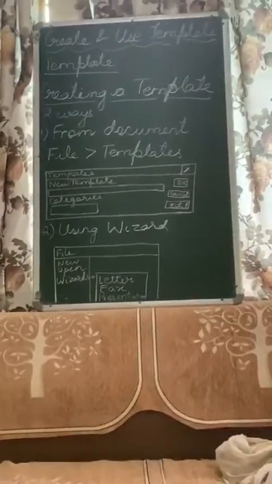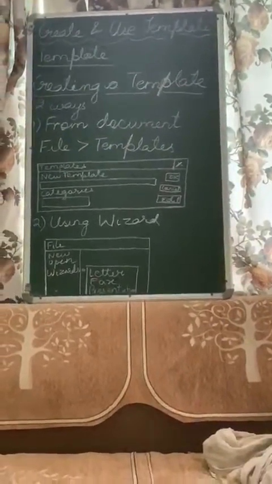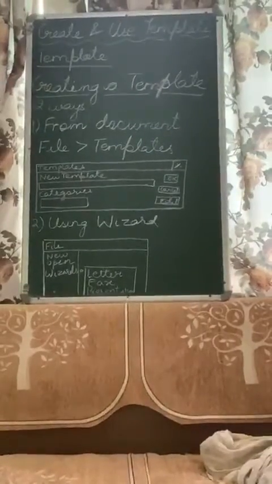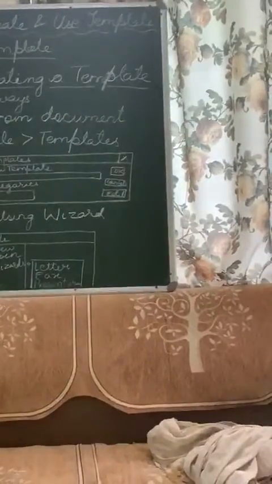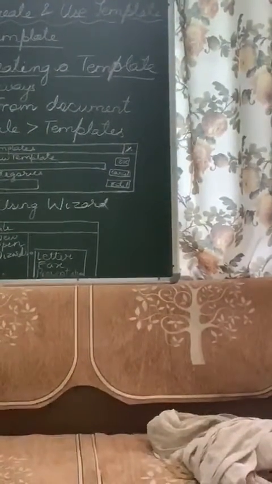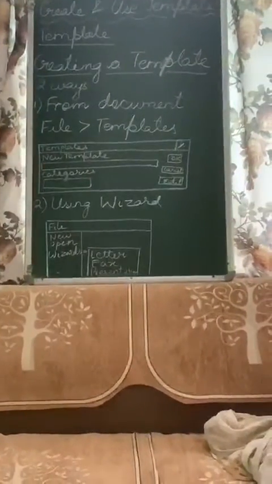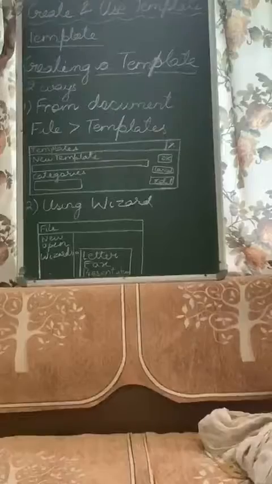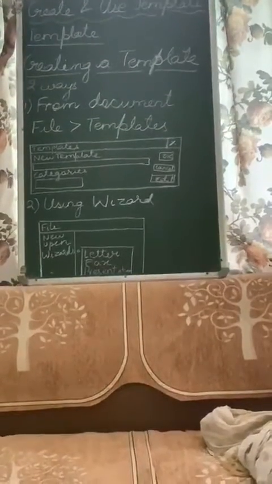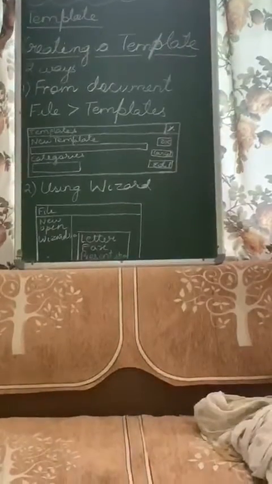Next is using a wizard. Now wizard, as I have told you earlier also, is a program that runs on itself, just giving you the steps, next. So using the wizard, from the main menu, you will choose file, and then you have the wizards option there. That means this wizard option has the type of template. For example, letter, fax, presentation, agenda, whichever template you want, just click on it.